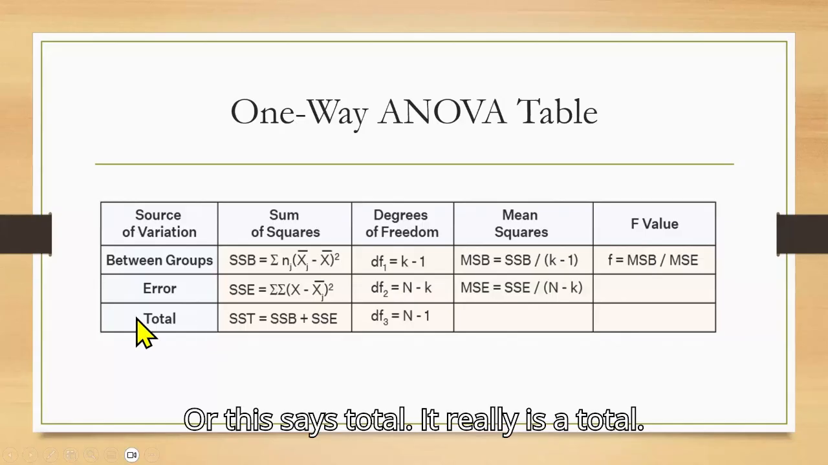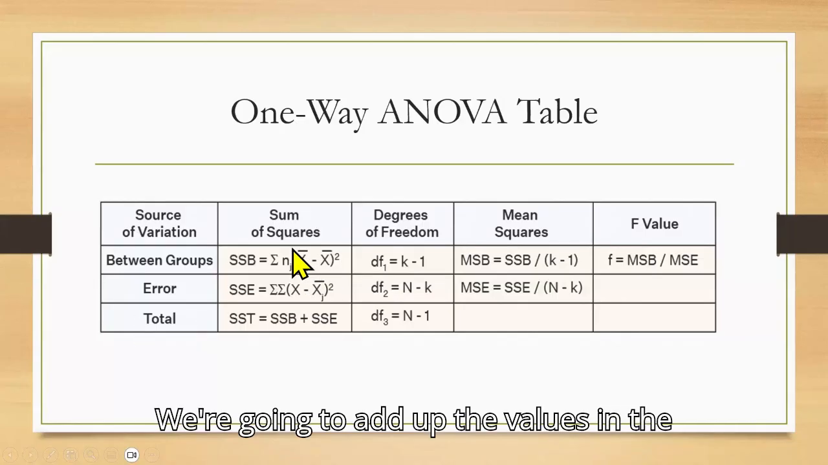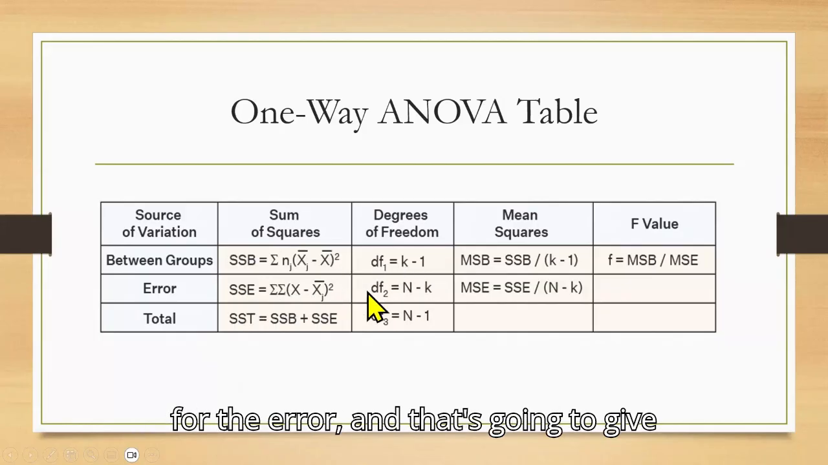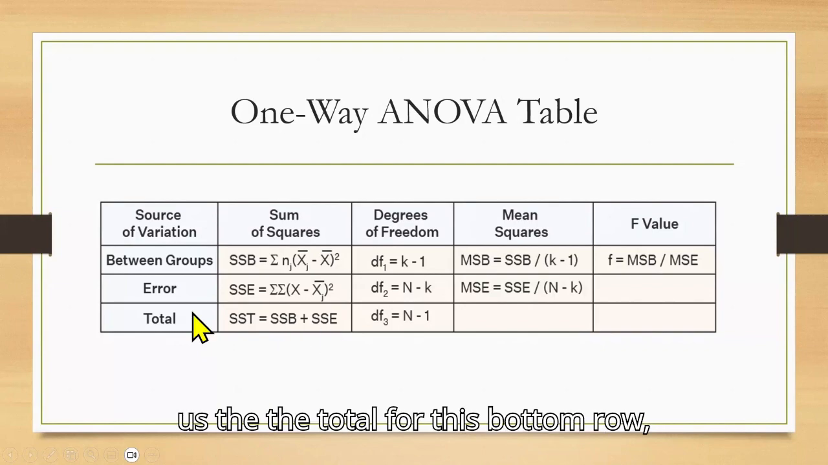Where this says total, it really is a total. We're going to add up the values in the row for the between groups and in the row for the error, and that's going to give us the total for this bottom row.